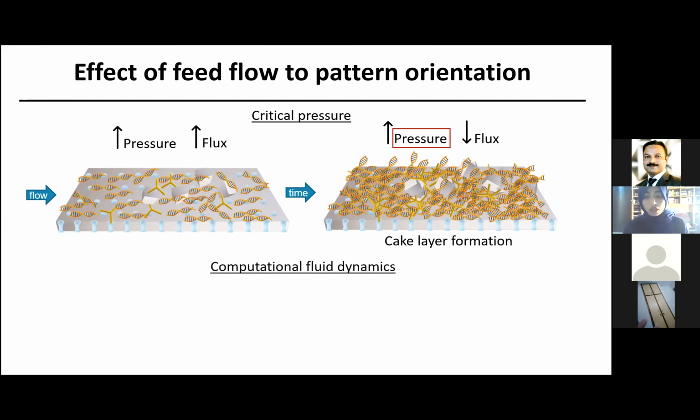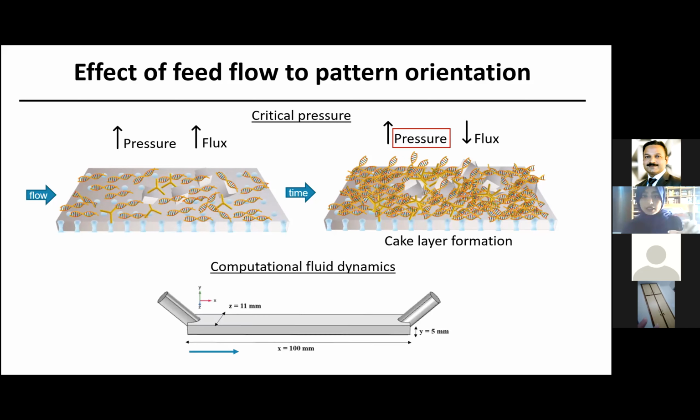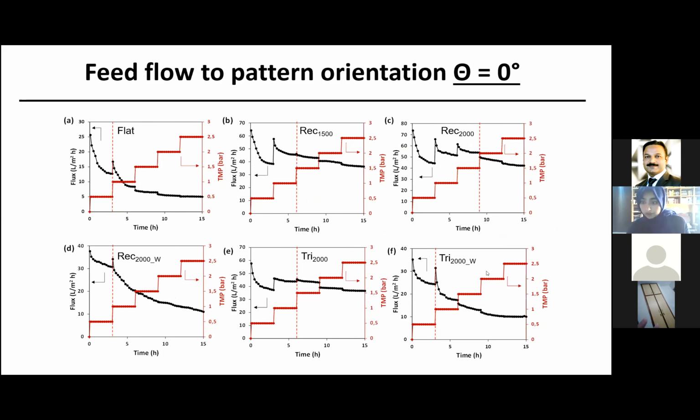And secondly, computational fluid dynamics was used to study the hydrodynamics. So in this, crossflow was in the X direction, and the patterns could be placed in both parallel and perpendicular directions. So starting with the critical pressure, it was determined by increasing the pressure stepwise, and then observing the flux during each step.